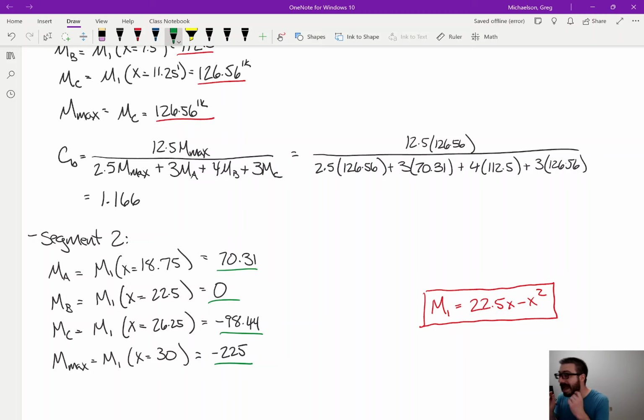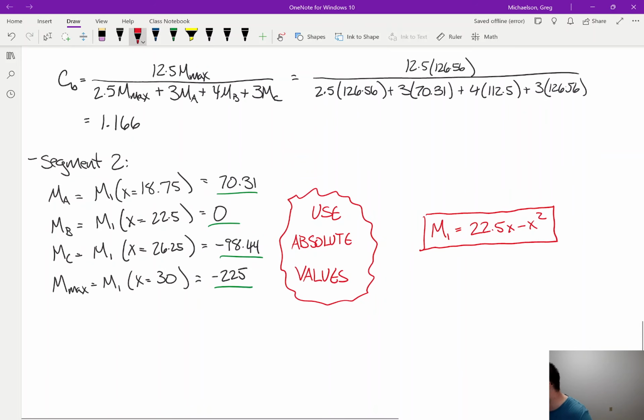So these are my 4 values. Now, the thing is, though, this is really important. Use absolute values. Whenever you're computing CB, just use absolute values. Don't use positives and negatives. Okay. So CB in this case is.